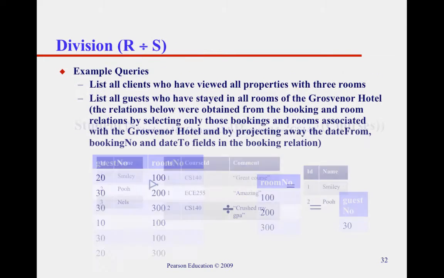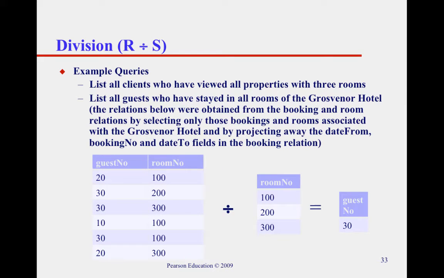Okay? So that brings us to division, which is the operation that generally gives people the most trouble. Remember, it's kind of saying we want all people or all objects that have done all things. So it's something like give us all people who have visited all parks in Tennessee, or give us all guests who have stayed in every room in the Grand Sylvester Hotel.